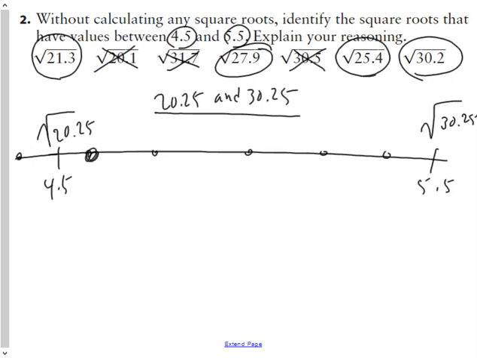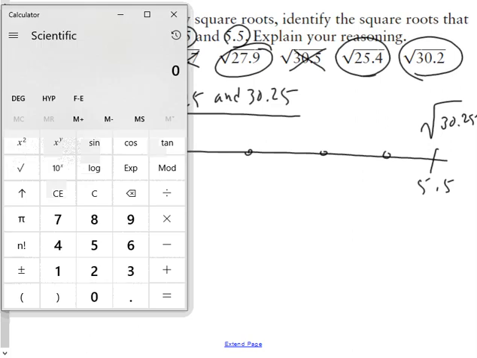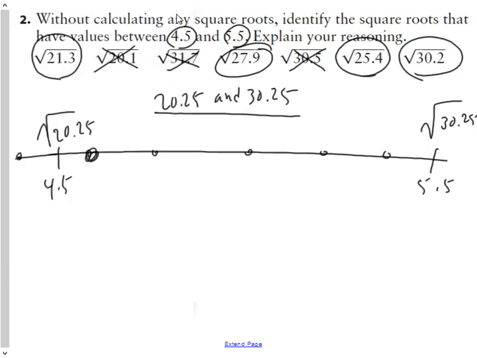So those four numbers out of the 7 would all have square roots between 4.5 and 5.5. So I took my calculator just to double check the last one. 30.2, press the square root button, and the answer is 5.49, which is still between 4.5 and 5.5.